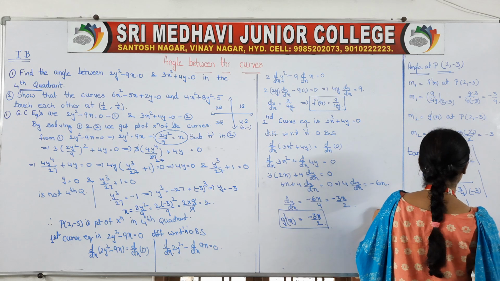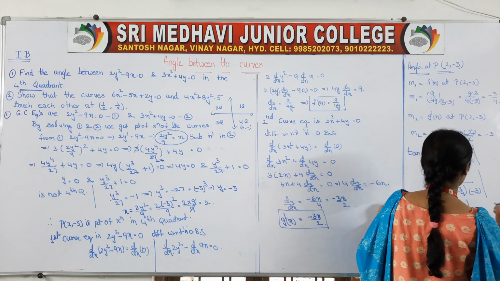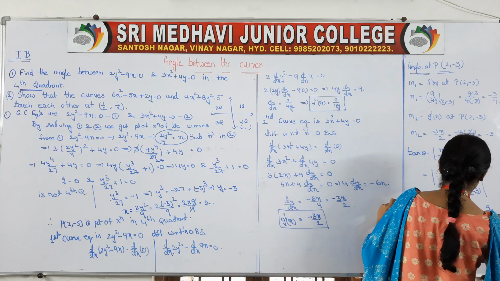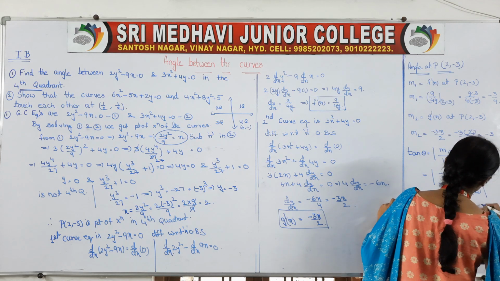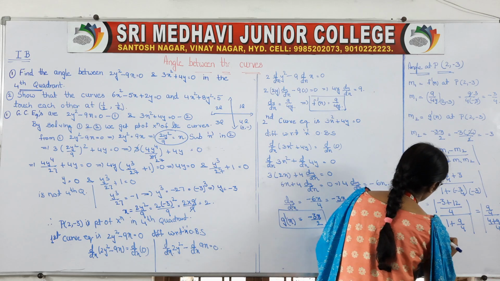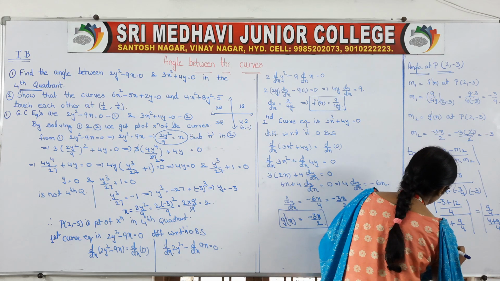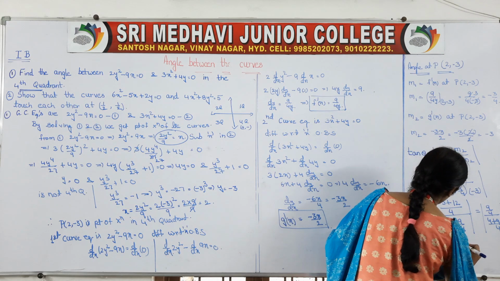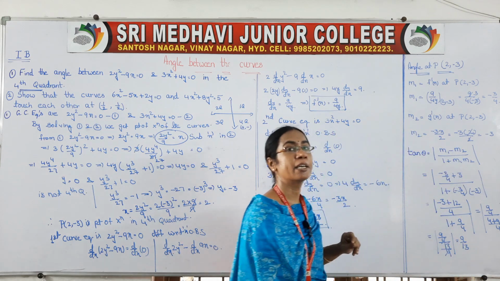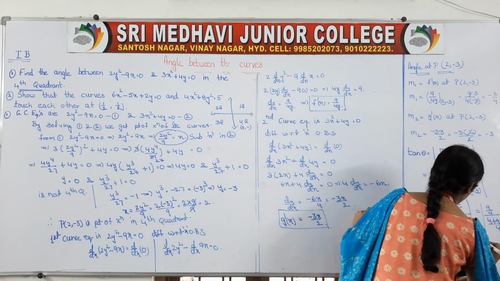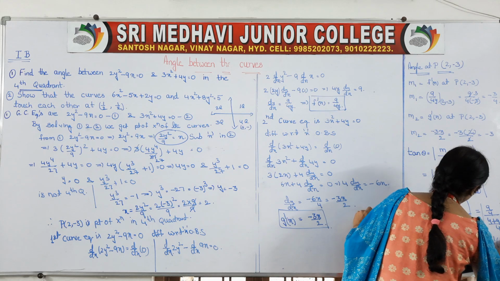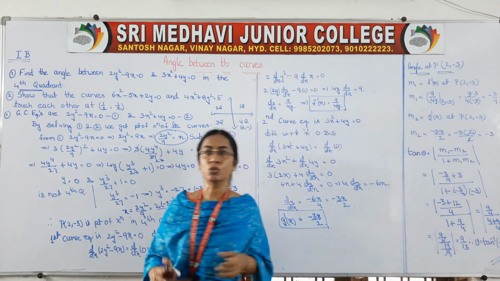So it is equal to 12 minus 3, that is 9 by 4, and here 4 plus 9 by 4, that is 13 by 4. So 9 by 4 over 13 by 4, the 4s cancel, and it is equal to 9 by 13. Therefore theta is equal to tan inverse of 9 by 13, which is the angle between the curves.